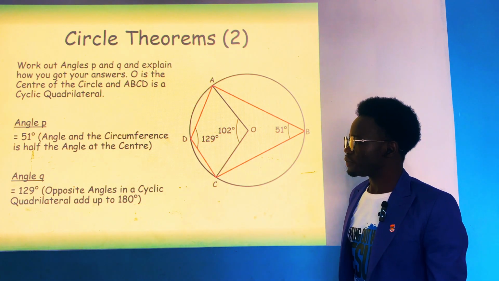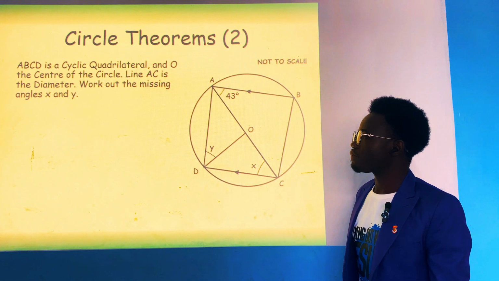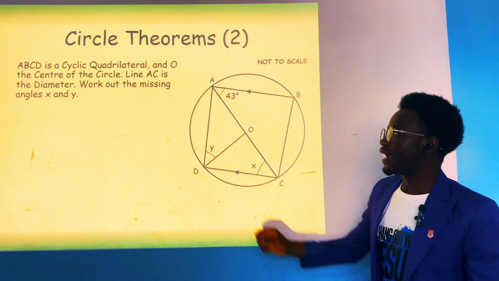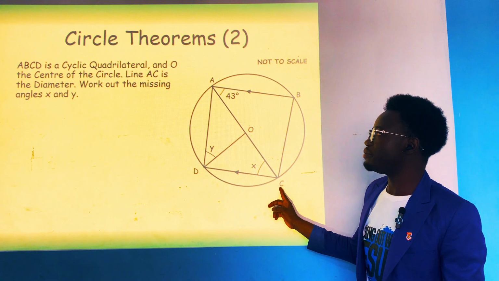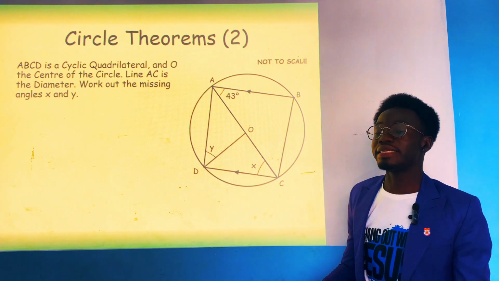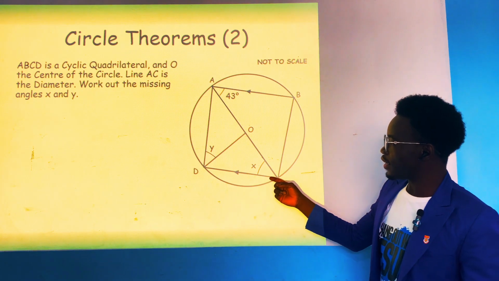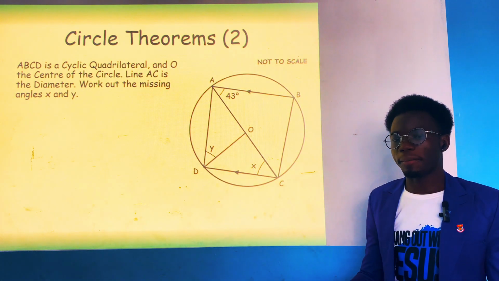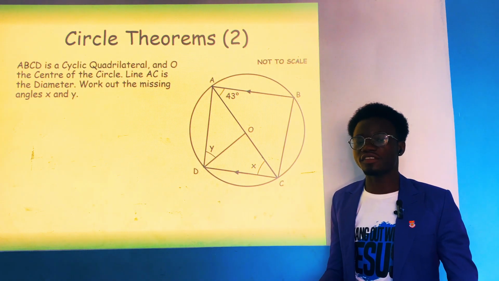Now, the next example. Find x and y in this. Line A, C is the diameter. Once you hear a diameter, you'll be able to apply some other theorems. You can see that this line here and this line are also parallel, which means you can also apply the parallel lines properties. So you look out for which property you are going to use.